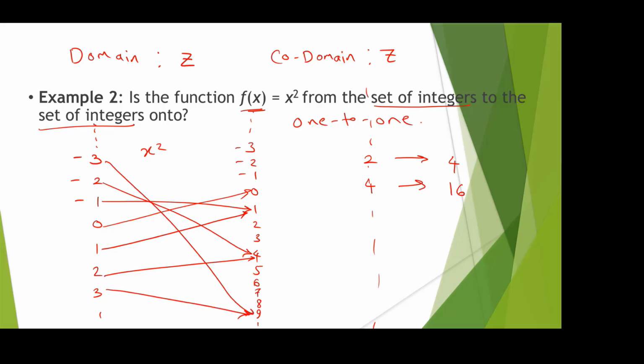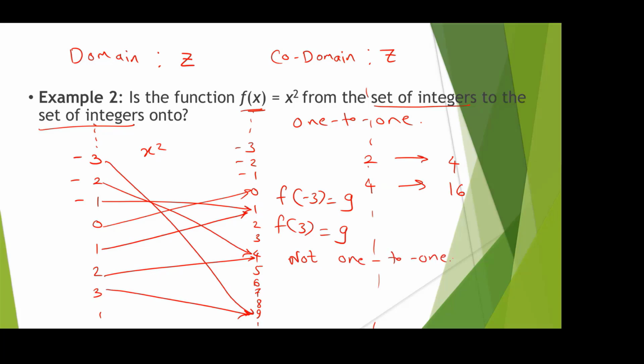So we will see that there are two values which will get mapped to a single value, minus and plus. When we apply this function on -3, we will get 9. When we apply it on 3, we will also get 9. So for every element, we are not getting a unique value. So obviously this is not one-to-one.